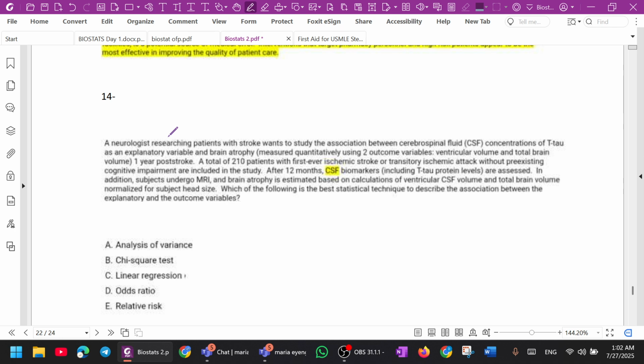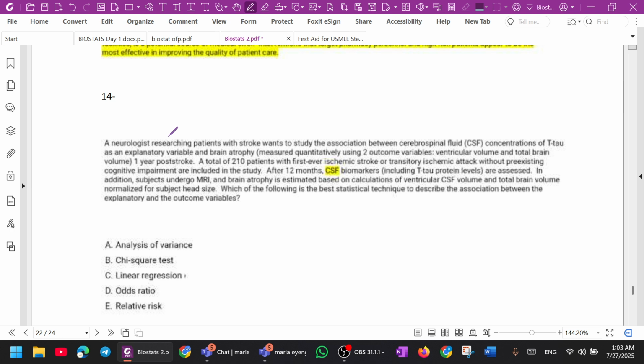Okay, concentration level. So is it 2, 3, 5, 6, whatever? 1 year post stroke. And how does the concentration, the level of tau in the CSF, explain the brain atrophy? All of that after 1 year post stroke. So they waited for the patient to have the stroke, and then after 1 year, they measured the tau in the patient's CSF, and they also measured the brain atrophy.